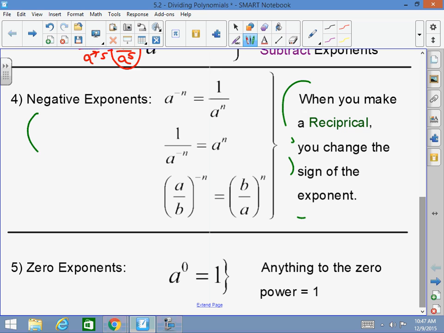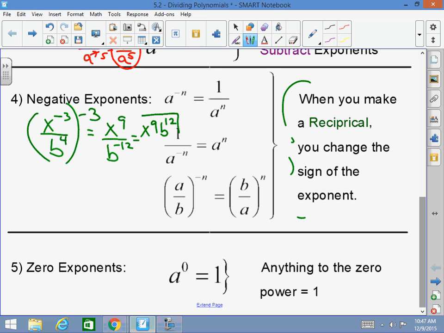Now, when I put this into parentheses, it's a whole different ball of wax. Now, I have two options here. The regular way would be to distribute the negative 3, which becomes x to the 9th over b to the negative 12th, which equals x to the 9th over b to the 12th. That's a nice, perfectly fine way to do it, and everyone can do it that way. I have no issues with it.